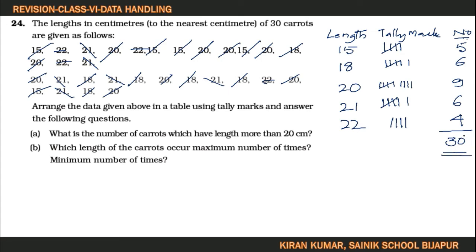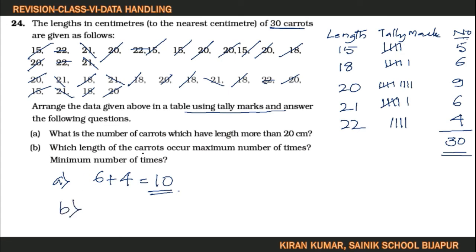Hence it is getting tallied with whatever number of carrots are there. Arrange the data in the tabulated form using tally marks. We need to answer this question: what is the number of carrots having length more than 20 centimeters? When it is more than 20 centimeters, I need to consider these two rows. So for the first one, I need 6 plus 4 to be added. This will be 10. So 10 carrots will have more than 20 centimeters length.